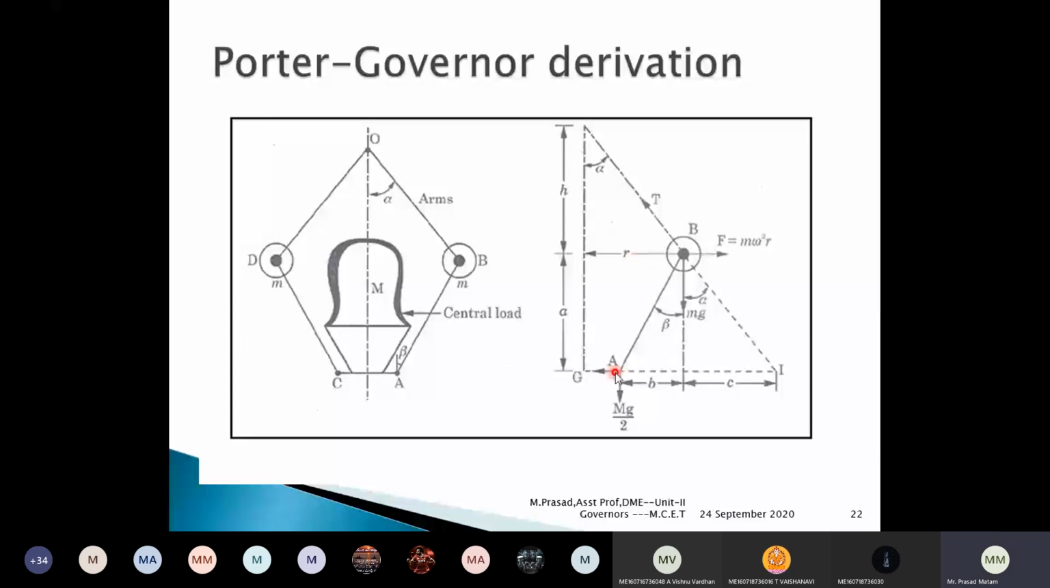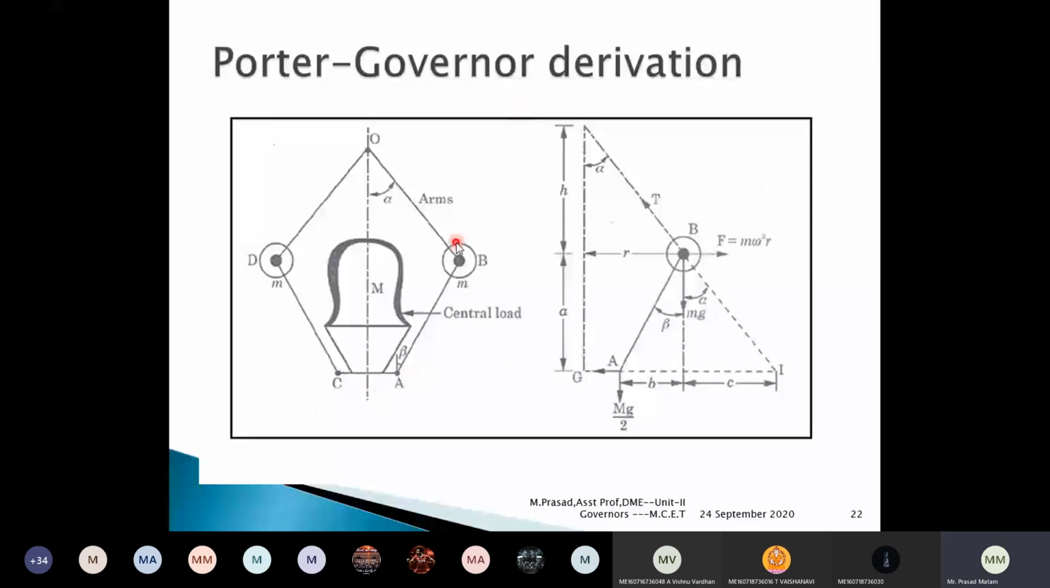I'm considering only this portion. What is the load acting on only this portion? Suppose M is the total load acting on the central axis. Then on point A, what is the load acting? Half of the central load. Similarly, on point C, half of the central load is acting. So I'm considering only this right side portion. Therefore, at point A, only half of the load is acting. W is equal to Mg by 2, I'm writing here. Similarly, with respect to C, half of the central load is acting. So the total load is split between the left side half and the right side half.